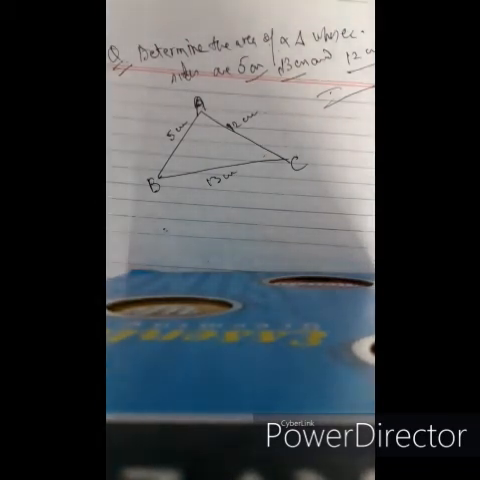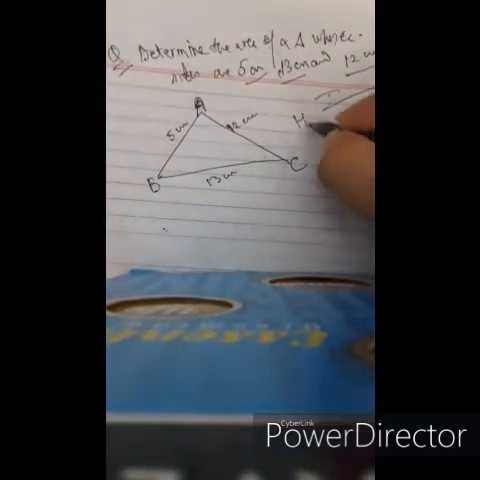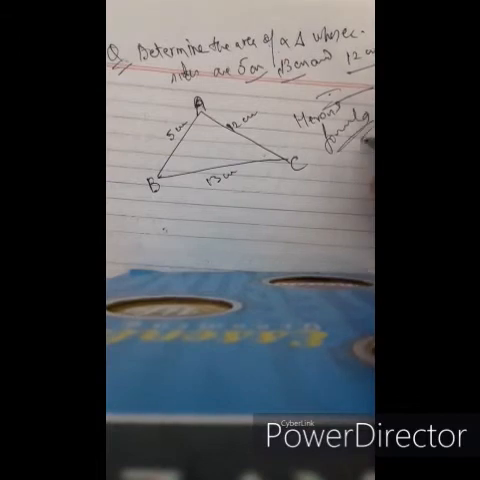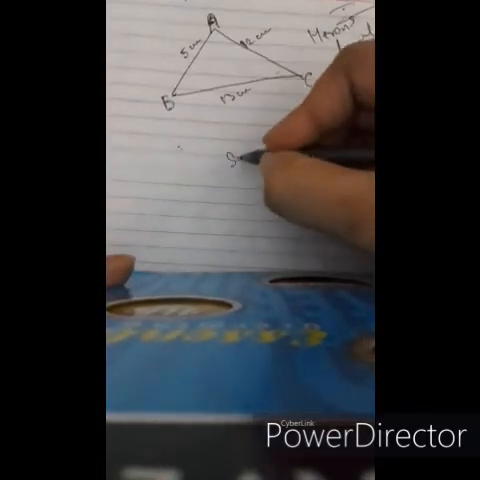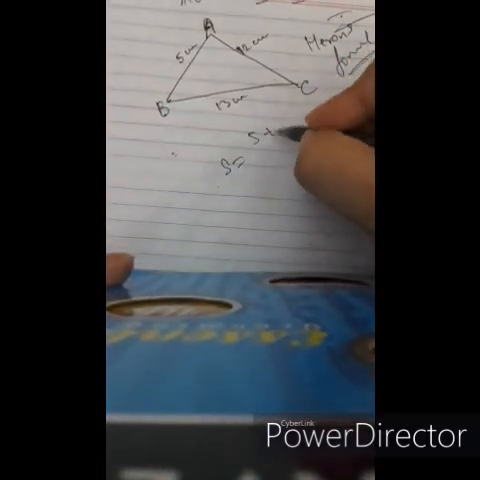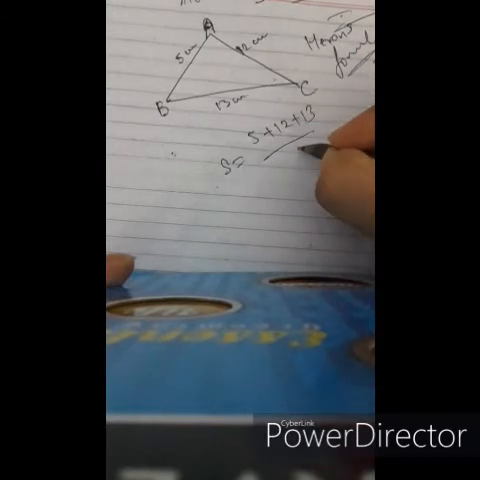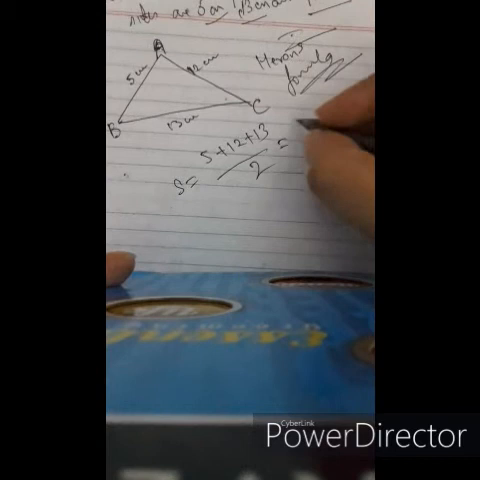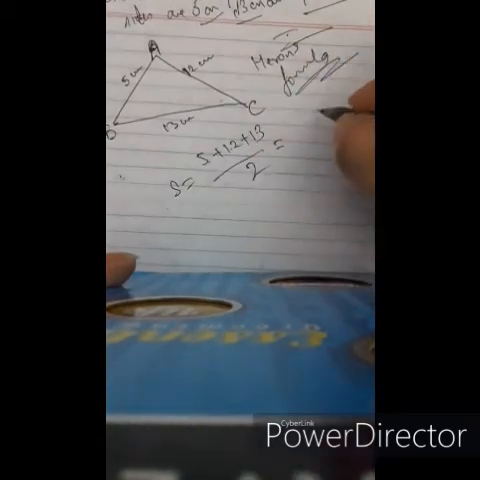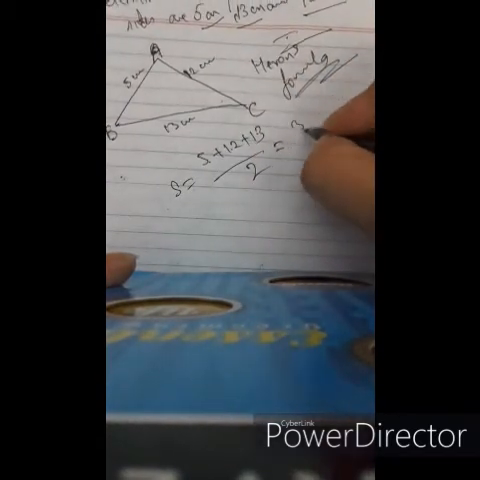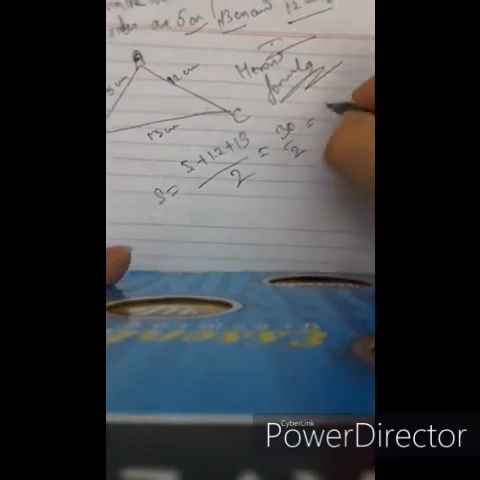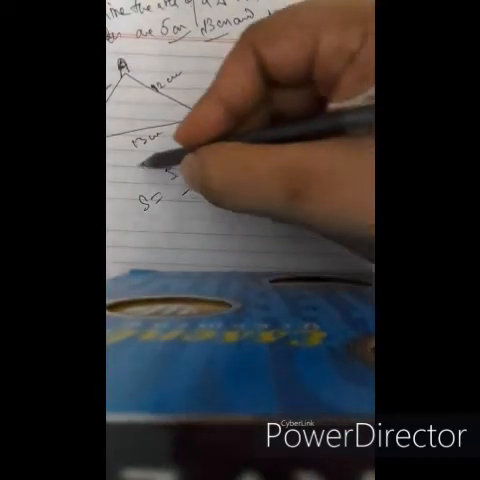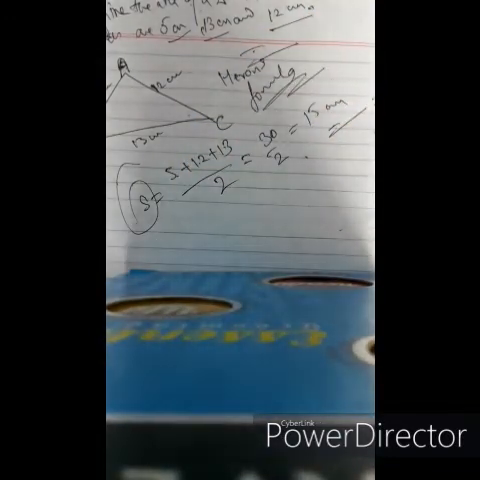So we'll directly apply Heron's formula. First we'll find the semi perimeter, that is 5 plus 12 plus 13 by 2, which comes out to be 13 plus 12 plus 5 is 30, by 2 is 15 centimeters. The semi perimeter came out to be 15 centimeters.